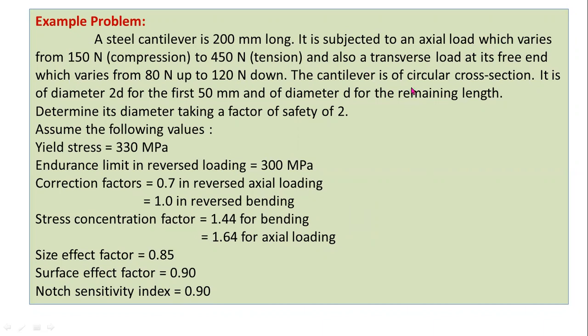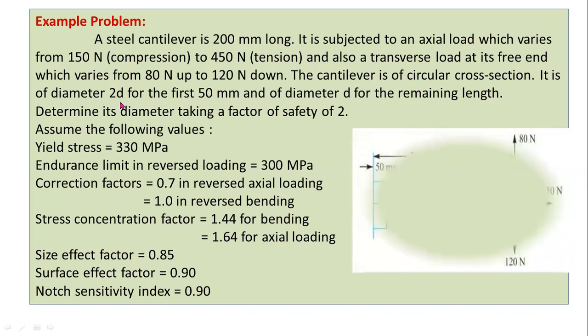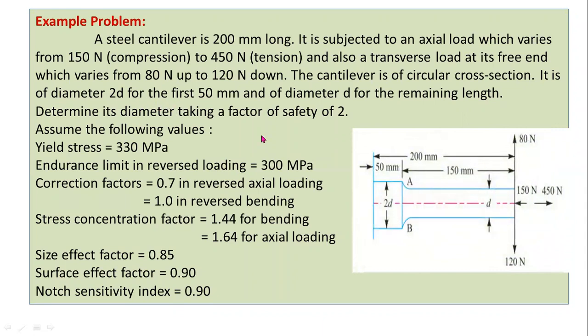The cantilever is of circular cross section. It is of diameter 2d for the first 50 mm length, and of diameter d for the remaining length of 150 mm. Determine its diameter taking a factor of safety of 2.